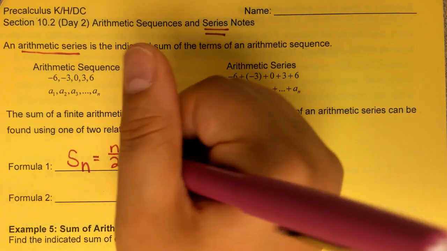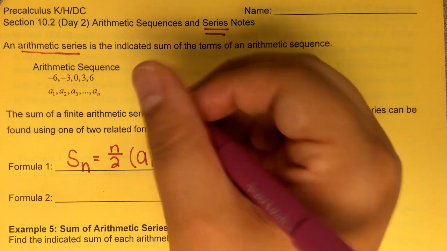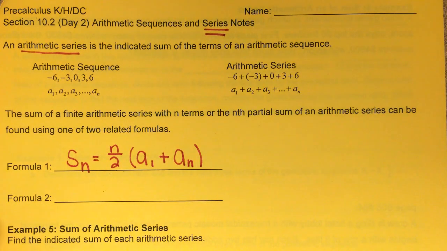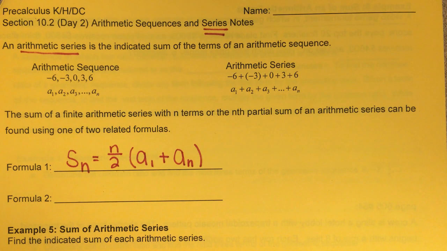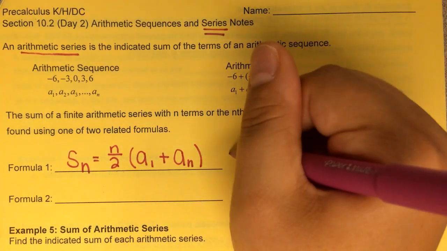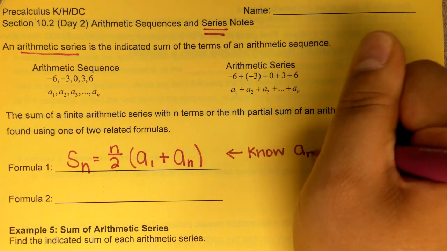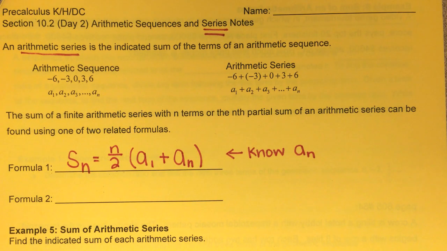It is S of n equals n over 2 times a1 plus a of n. You take your first term and your last term, and then you multiply that by n over 2. This you are going to use when you know your last term, when you know a of n. What if you don't know a of n? Oh, you use formula 2.